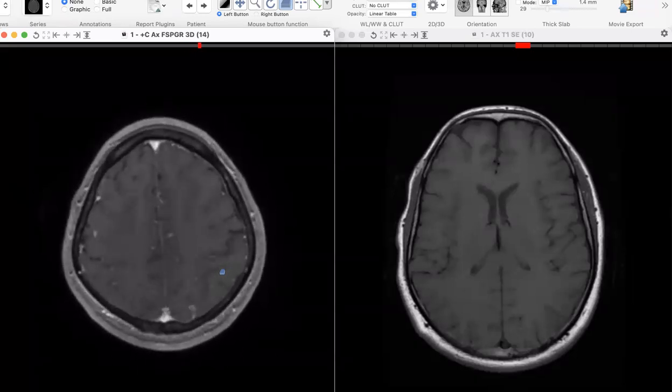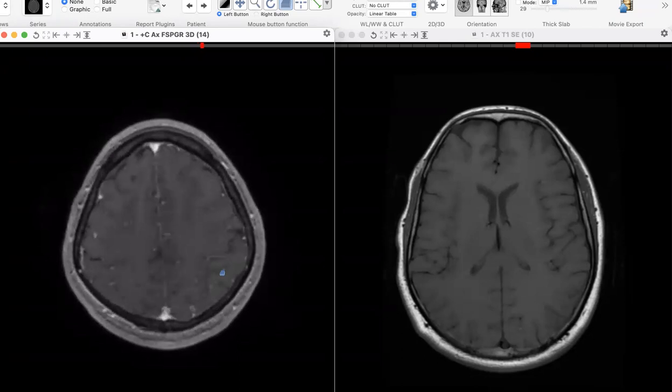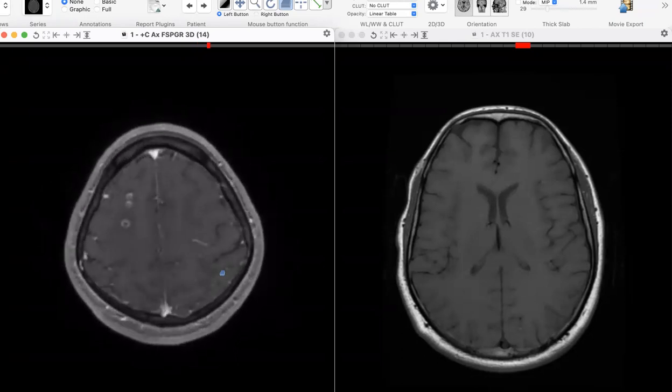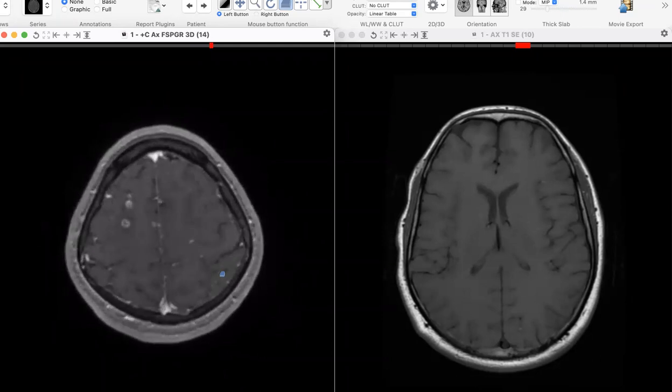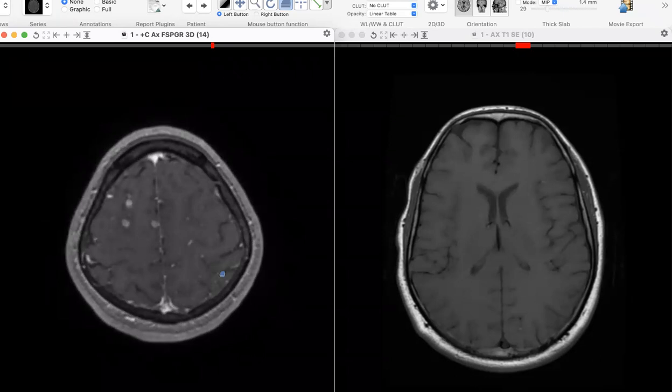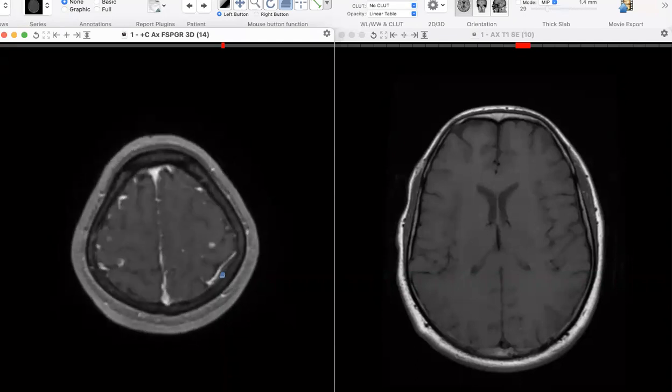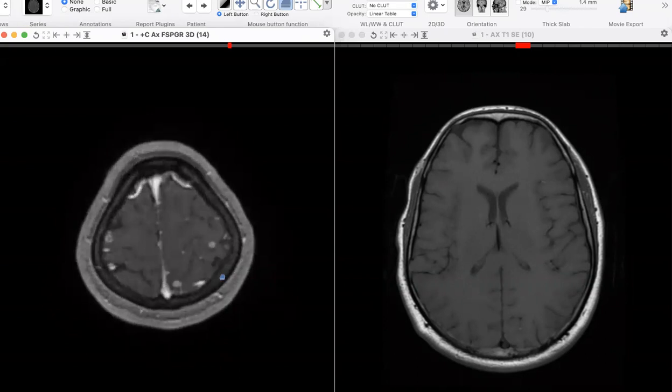So, though the differential for ring enhancing lesion is wide, I would keep it narrow, considering no surrounding vasogenic edema or mass effect. My top differential would be neurocysticercosis, followed by multiple sclerosis. And I would like to communicate these findings to the referring physician. So how would you narrow down the differential?